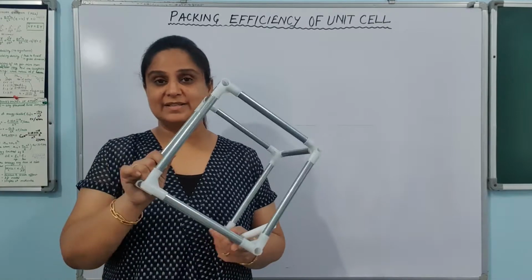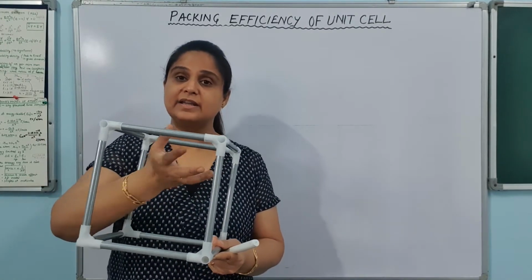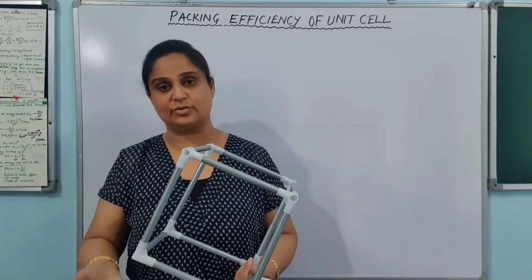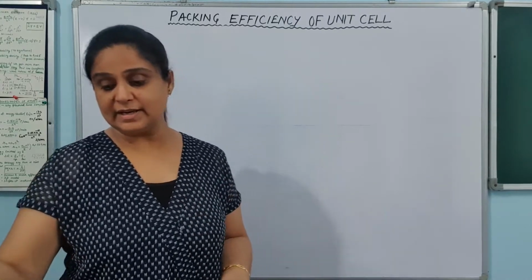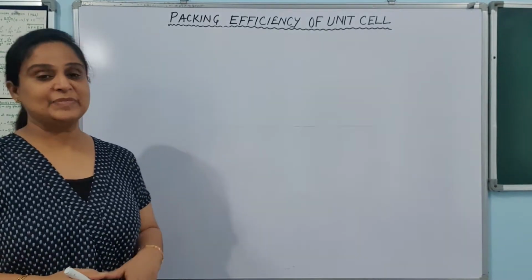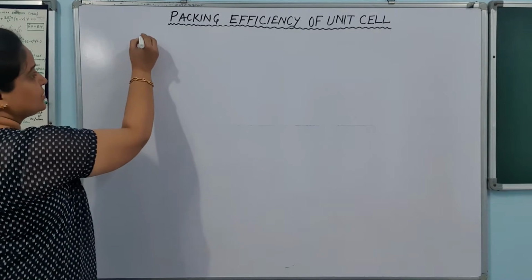So if this is a complete unit cell, how much area and how much volume of this unit cell is occupied by the atoms, and how much is left out, how much is free area where no atoms are present? The more the area occupied by the atoms, the more efficient that unit cell will be. So how are we going to calculate the packing efficiency? It can be calculated using a formula.